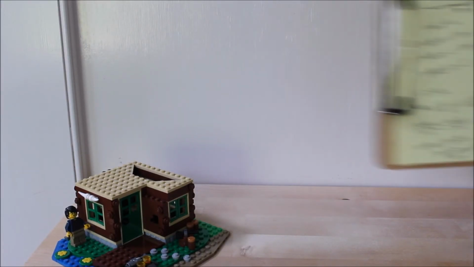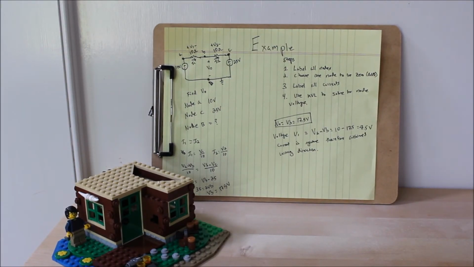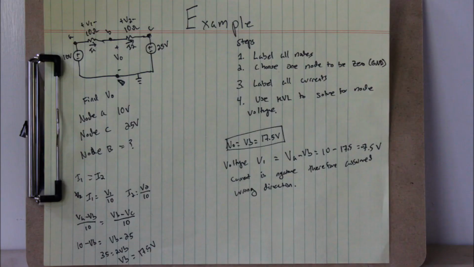To better understand KVL and KCL, let's look at this example. In this example, I must find voltage VO. I start by labeling all of my nodes, A, B, C, and D. I then choose one of my nodes to be my reference, or 0 volts. In this case, I chose node D as it has the most amount of connections. Now, knowing what we know about ideal voltage sources, and since node D is 0 volts, I automatically know what the voltages are at nodes A and C.